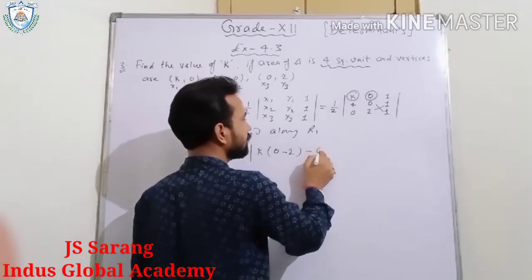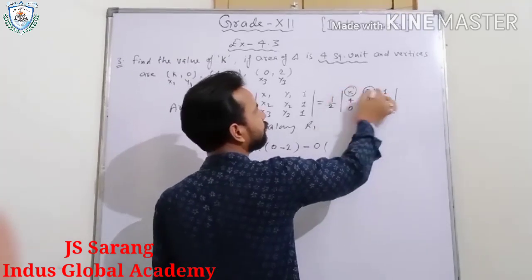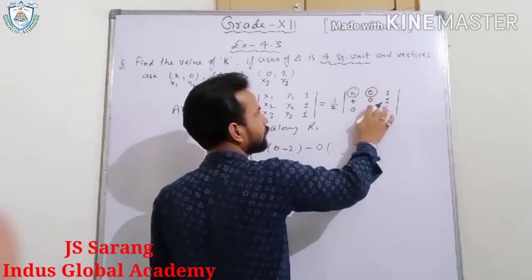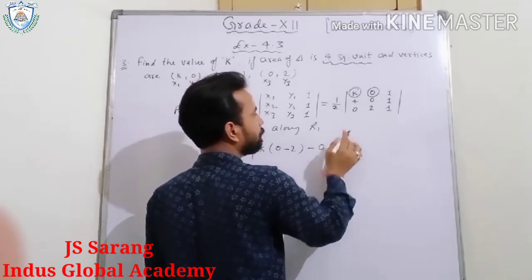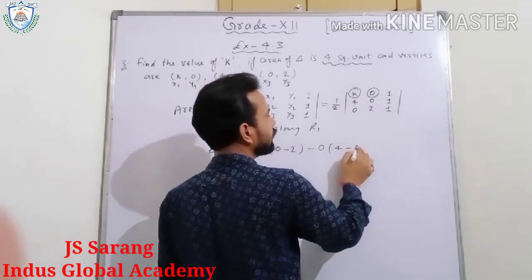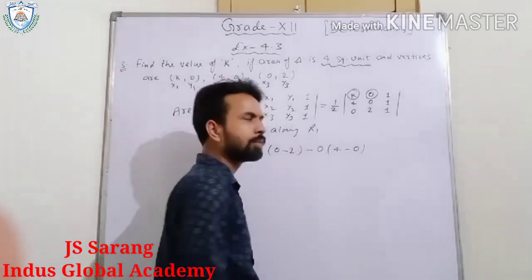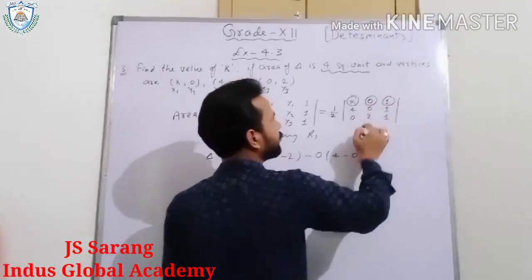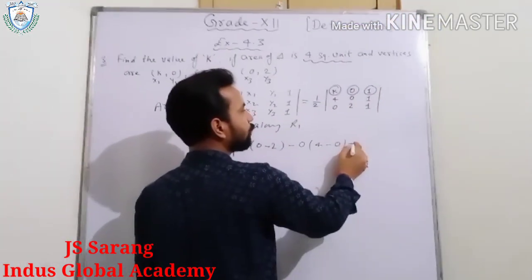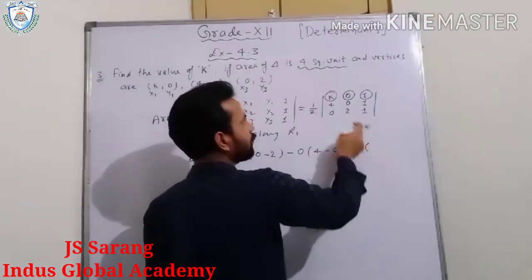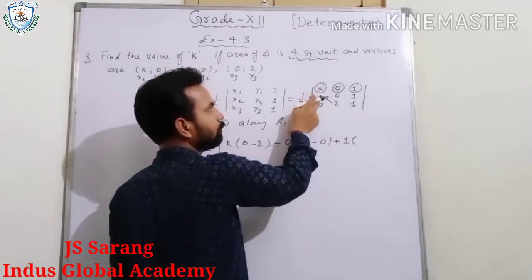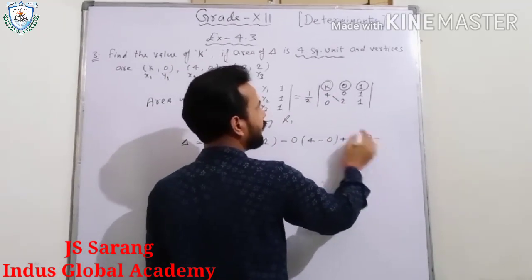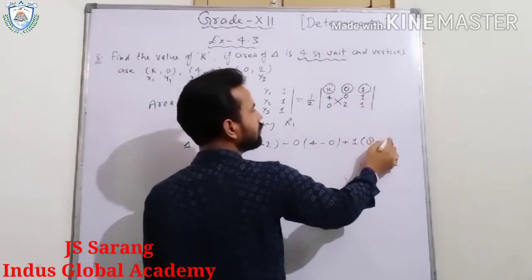So minus 0. Now we will hide first row and second column. So we will multiply 4 by 1. So 4 ones are 4 minus 0 into 1, that is 0. Clear? Now we have to note the third element. The sign of the third element will be positive. So plus 1. We will hide first row and third column. So we will multiply these two. 4 twos are 8, minus 0 into 0 is 0.